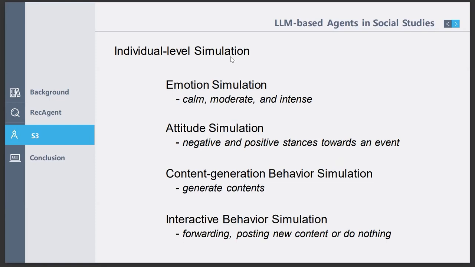From the individual level simulation, the paper indicates several important characters to drive the agent behaviors. For example, for the emotion character, the authors indicate calm, moderate, and intense emotion to set the basic emotion of the agent. And it also sets positive and negative attitudes towards different events. The agent can generate specific content in neutral language, and also can exhibit different interactive behaviors, such as forwarding a message, or posting new content, or just doing nothing.